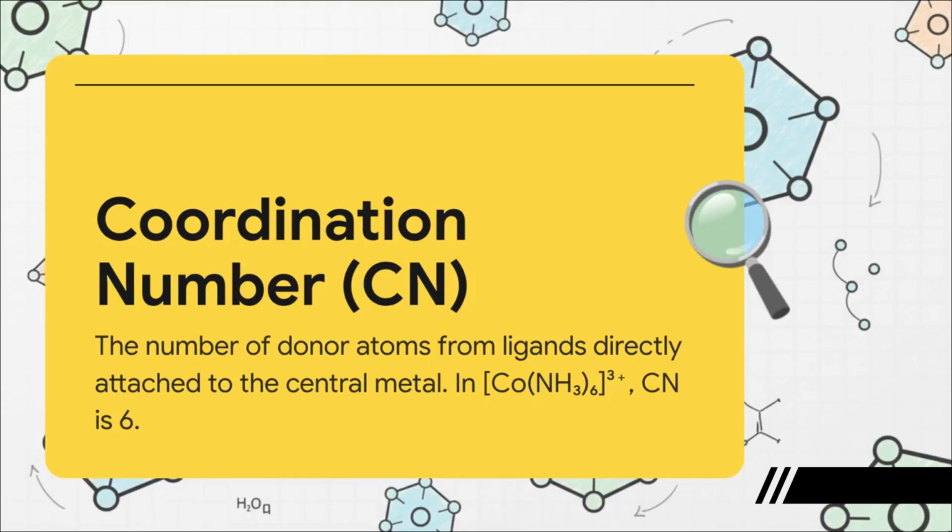And listen, it's not just about counting ligands, it's about counting the number of direct bonds to that central metal. So, since we have 6 ammonia ligands and each one forms one bond, the coordination number is 6. For something like [PtCl4]2-, it's 4. It's all about what's directly connected inside the arena.